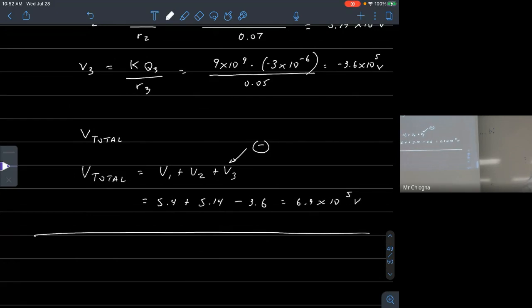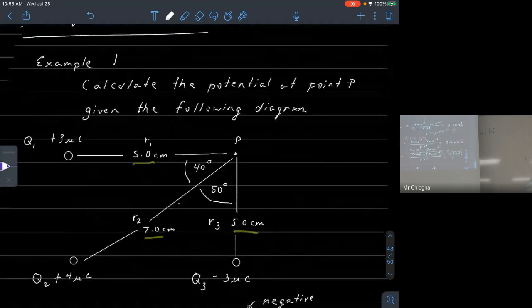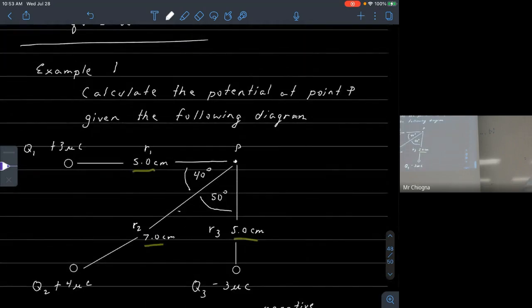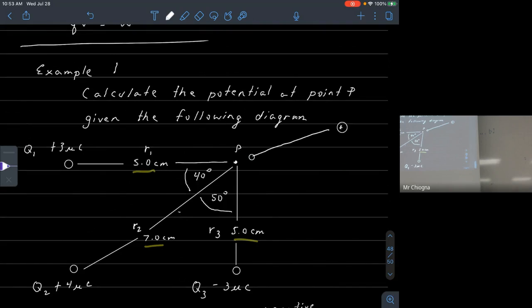Okay, notice it's positive. Yes, we had to subtract this last term here, but the overall total is positive. So what does that mean in terms of a point? It means if I were to take, let's say, a proton, and I were to push it towards point P, it's positive. I can do the calculation out here. It would be positive as well.